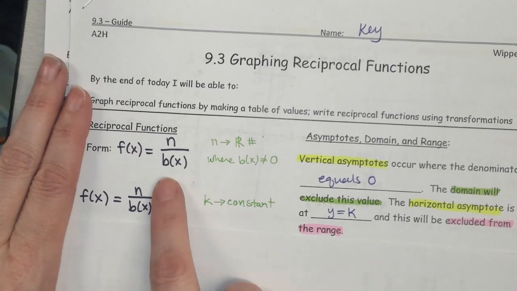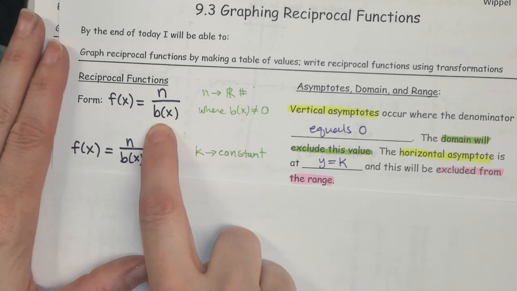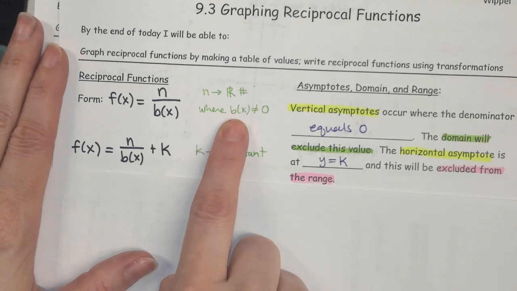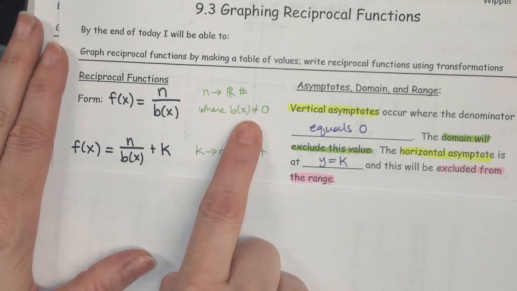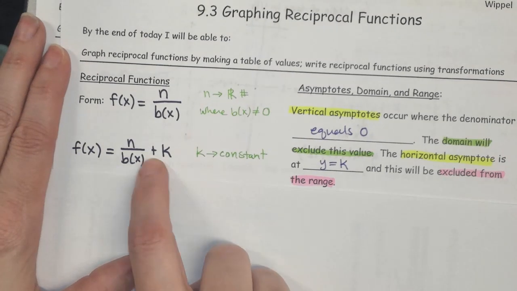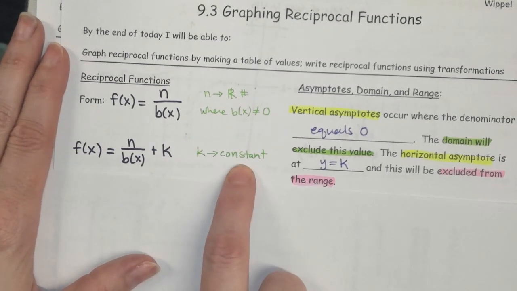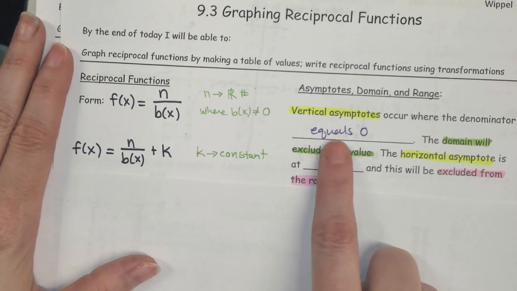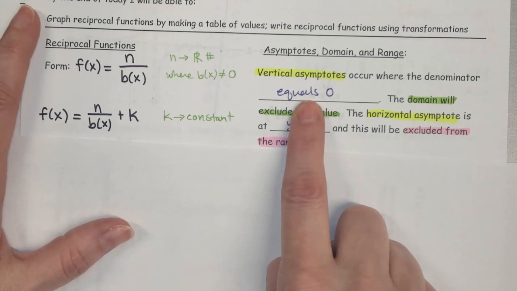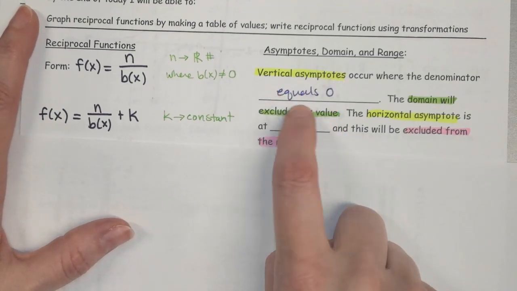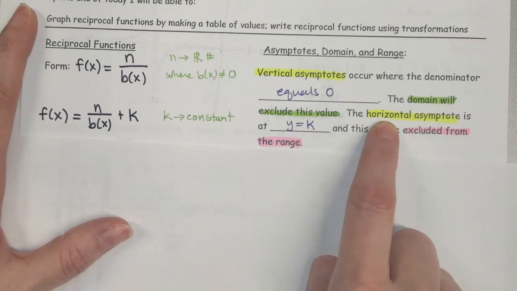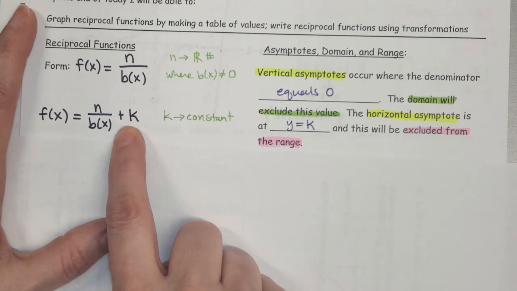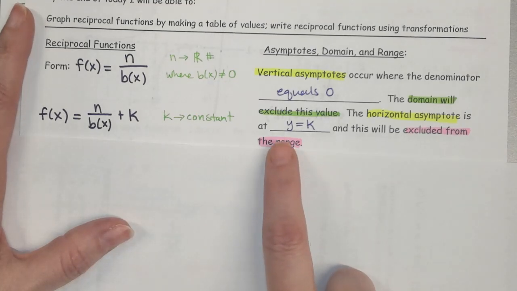That's what this textbook uses to show you the value on top is just a real number. The value on the bottom is going to be a function, and it can't be equal to 0. And then this form, where you have the k on the end, that's just going to be a constant term. So when you have a vertical asymptote, that's going to occur where the denominator equals 0, and the domain excludes this value. The horizontal asymptote is at y equals k, so it's equal to what value is added to it, and that's going to be excluded from your range.